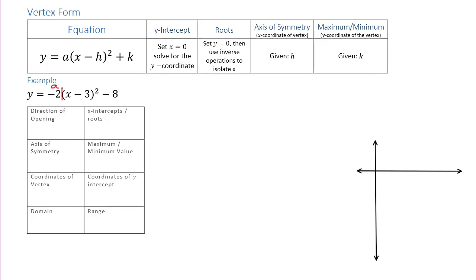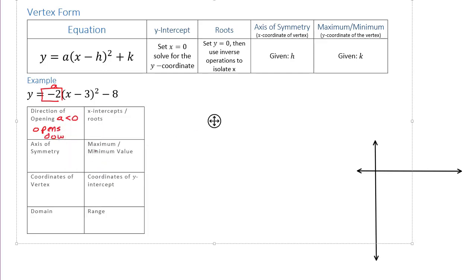a is -2, so it's the same a as always. So right off the bat, that tells me since a is negative, that this thing opens down. And I also know from that if it opens down, that instead of having a minimum, this time we have a maximum value. So I'm just going to write max here.